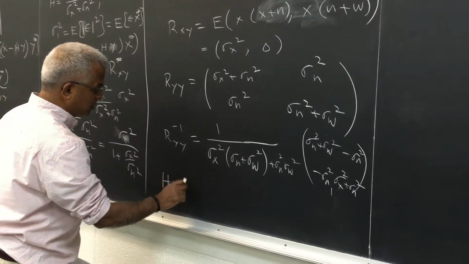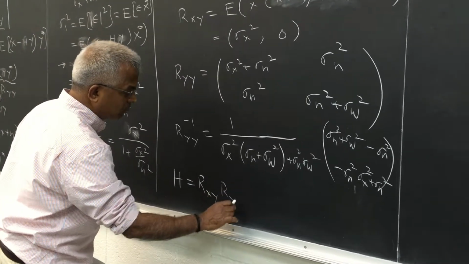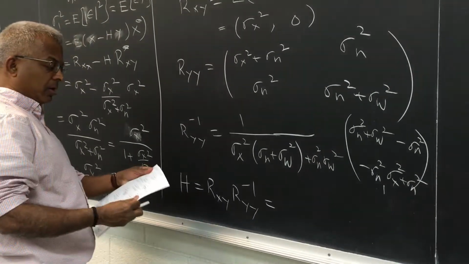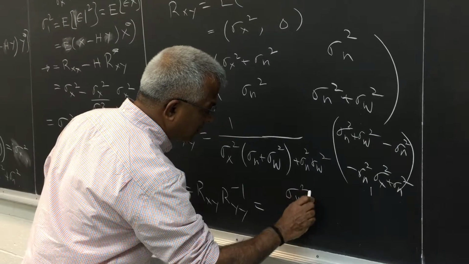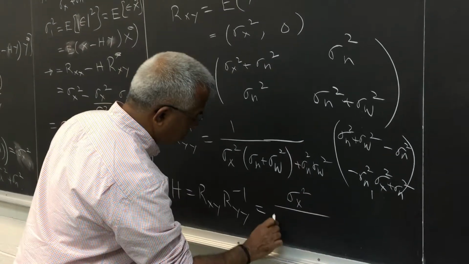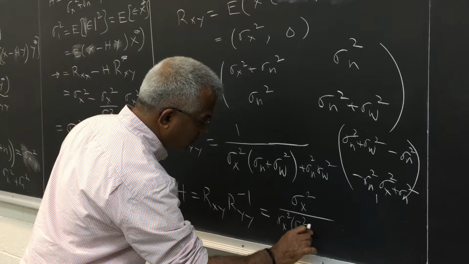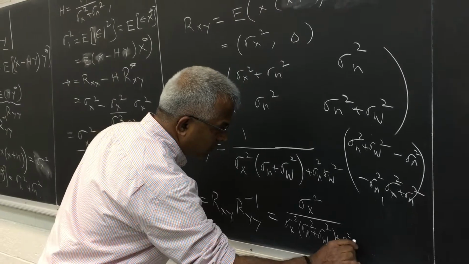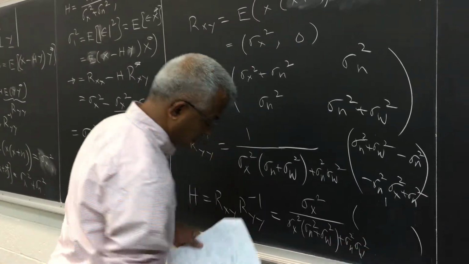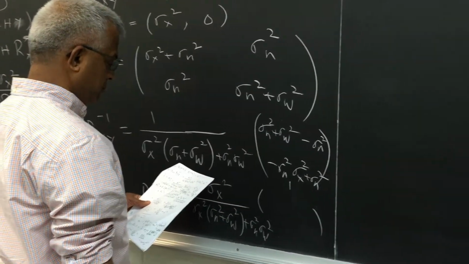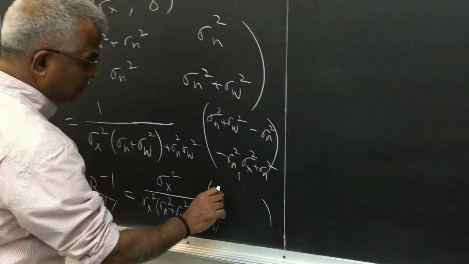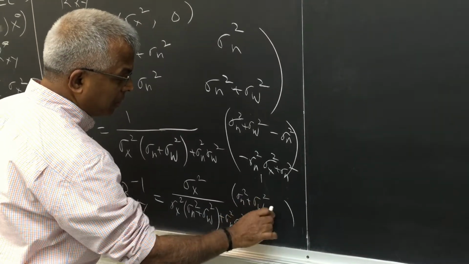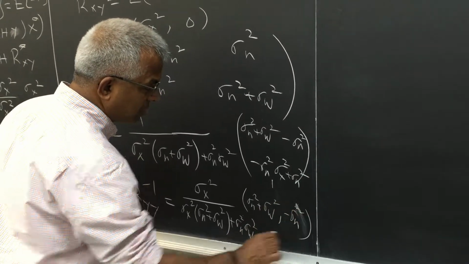And if you compute h, which is Rxy multiplied by Ryy inverse, this will turn out to be sigma x squared divided by sigma x squared multiplied by sigma n squared plus sigma w squared plus sigma n squared, sigma w squared. And here this will be sigma n squared plus sigma w squared, minus sigma n squared, the second term.